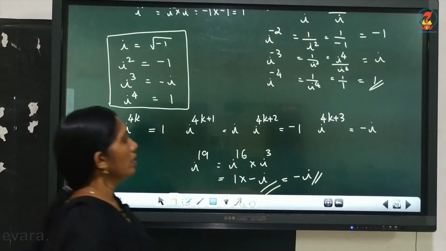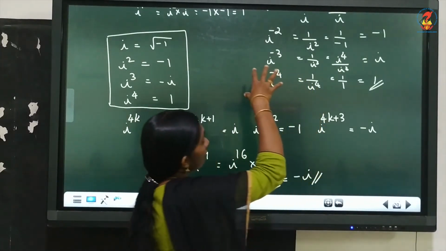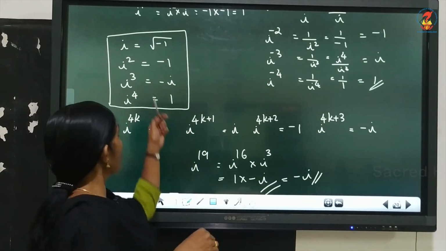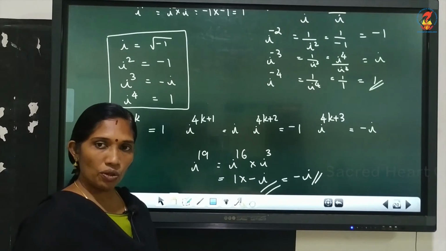Okay. Then negative, if power is negative, write in the denominator, then using this result or rationalize the denominator, then you can.